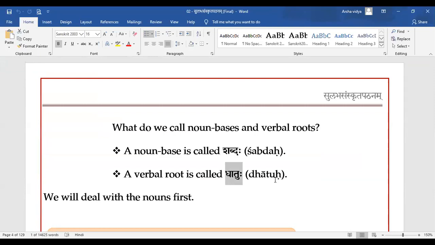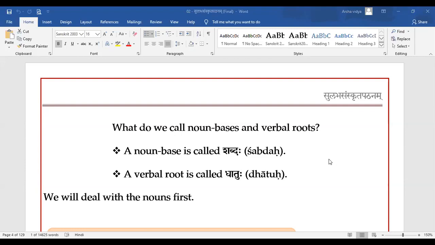So, in the language, spoken or written, you will find the usage of padams only. What padams? Namapadams and Kriyapadams. Namapadam and Kriyapadam only can be used in the language. Not the Shabda, Dhatu. Shabda and Dhatu we cannot use because these are the Prakriti, the base. A Shabda is a crude noun base. Okay, it is an unrefined word. It has to be refined.